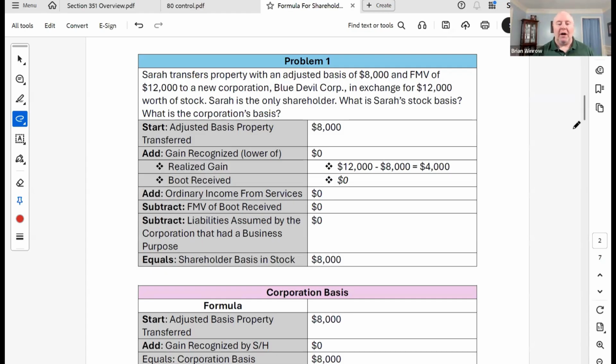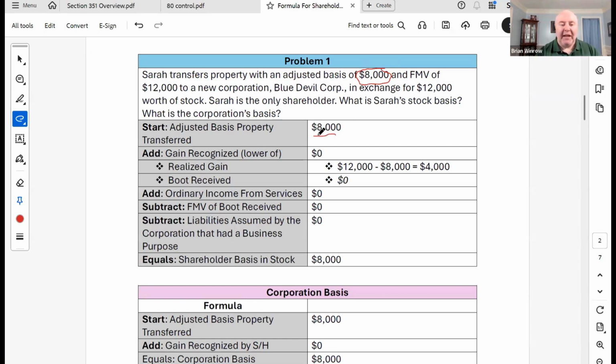All right. Well, let's take a look at it. What I have is our formula on the left-hand side in the gray boxes, and I did the calculations over here on the right-hand side so you could follow along. Our adjusted basis of the property transferred is $8,000. So our starting point is going to be $8,000.